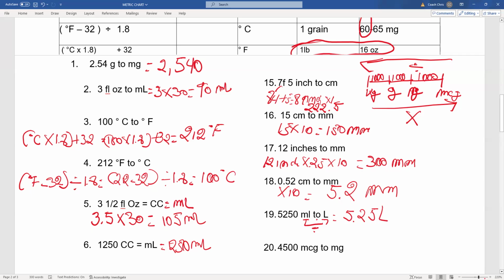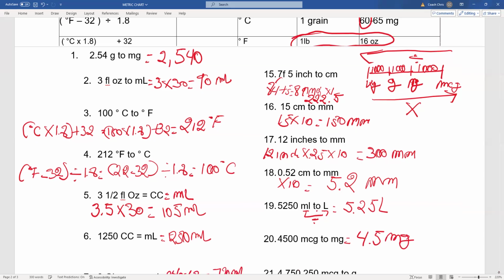Microgram to milligram, you're driving backward the other way. You go from right to left, so you have to divide. There is only one spot from a microgram to milligram, so you gotta divide this by 1,000. And when you divide this by 1,000, you got 4.5 milligram.